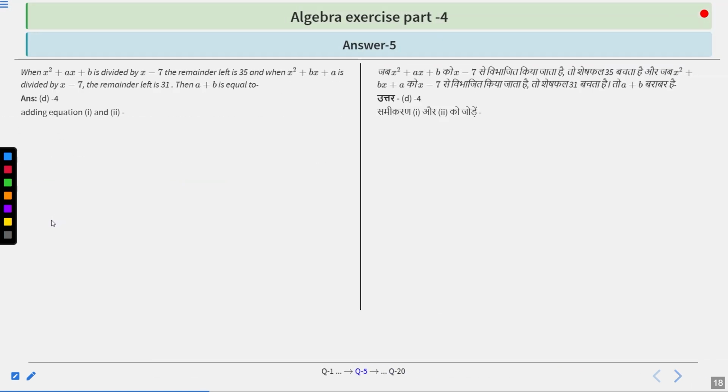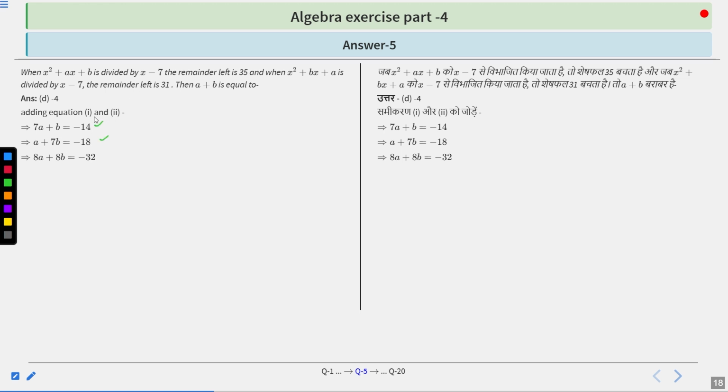Adding equation 1 and 2. 7a plus b equal to minus 14. A plus 7b equal to minus 18. We get 8a plus 8b equal to minus 32. We have added both of these equations, equation 1 as well as equation 2.